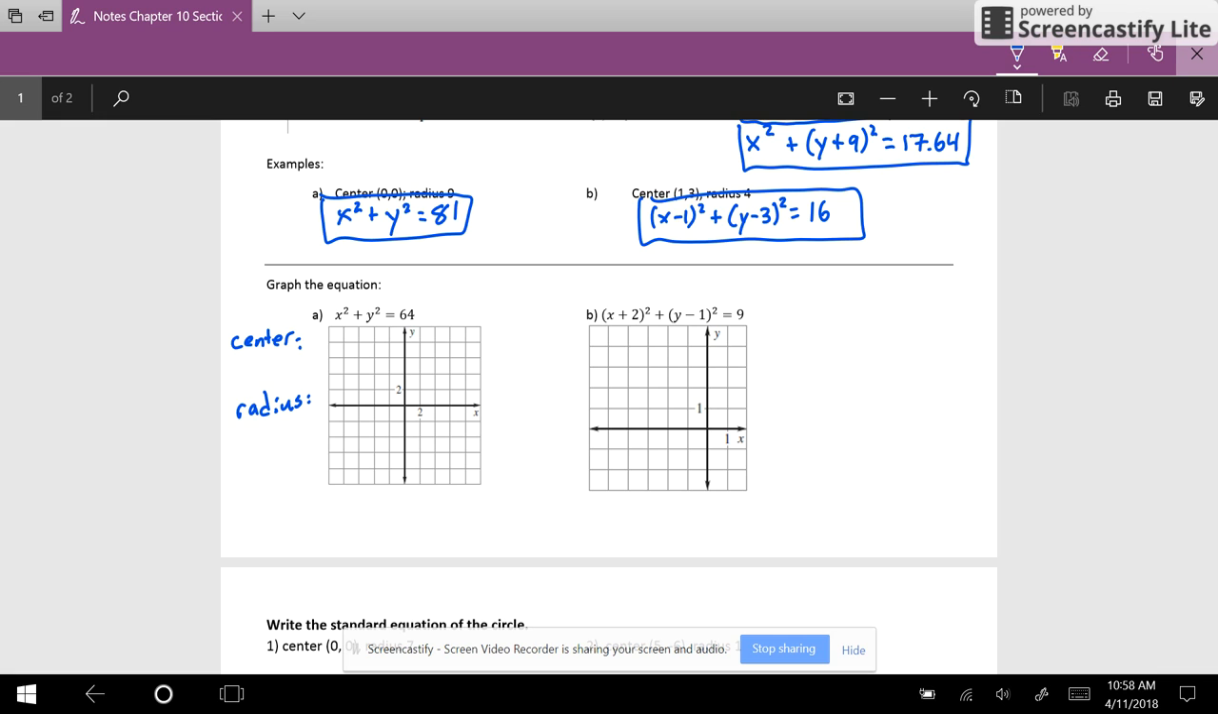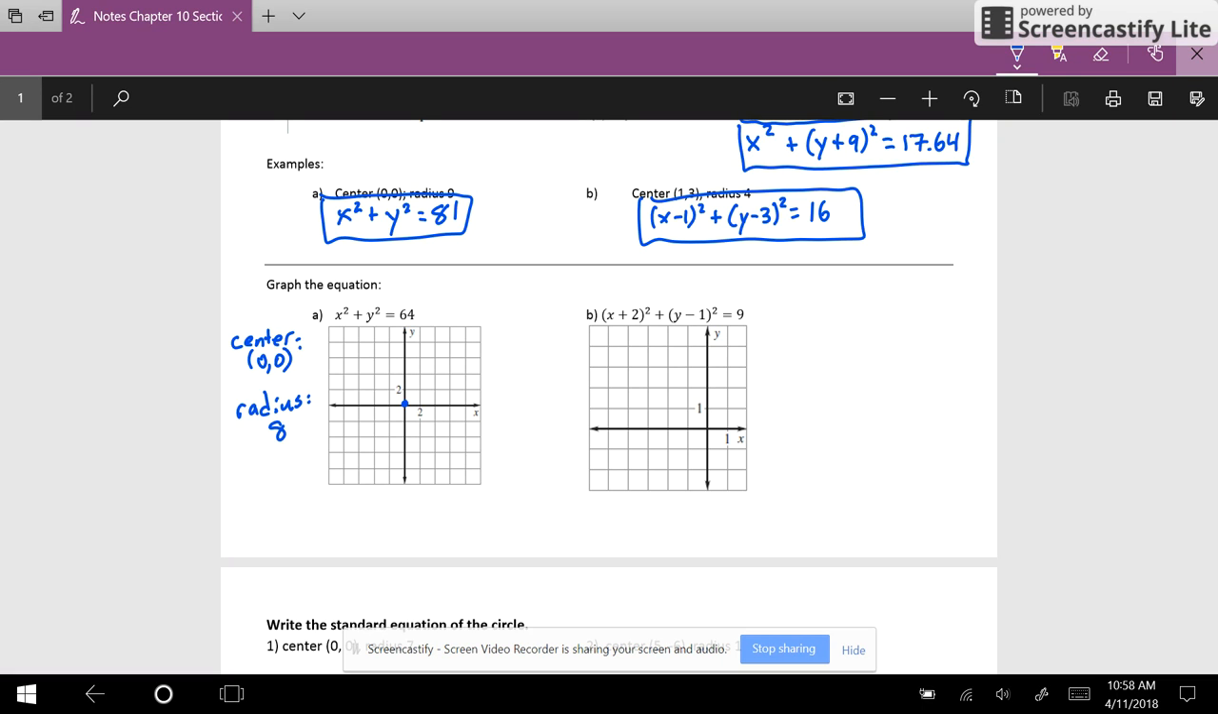So on the first one, it says x squared plus y squared, so they must have both been zeros. So the center is 0, 0. And then at the end where it says 64, we know 64 is the square of the radius. So square root of 64, you get 8. That's the radius. So let's go ahead and first plot the center, 0, 0. And then I have a radius of 8.